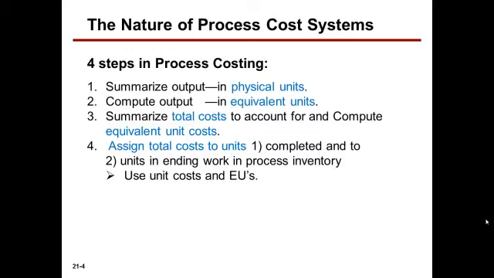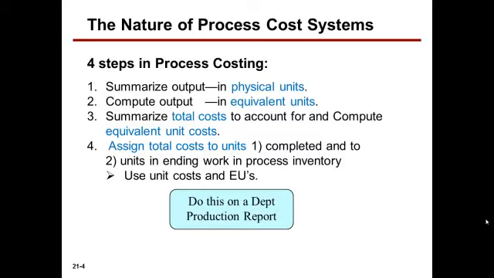There are four steps in the process costing method. First, we summarize output in physical units. We compute output in equivalent units. We summarize total cost to account for and compute equivalent unit costs, and assign those total costs to units completed and units in ending work in process at month end. We do this on a department production cost report.